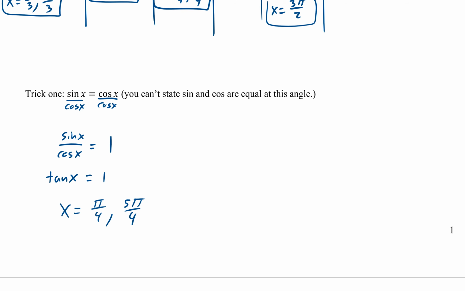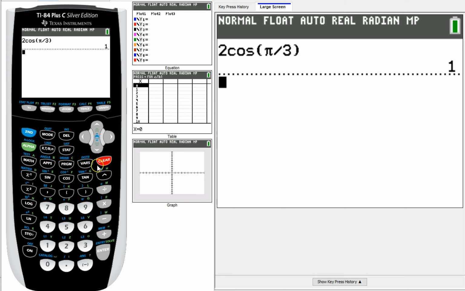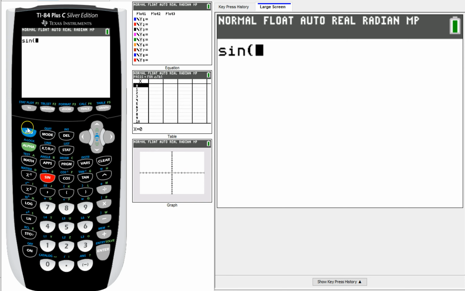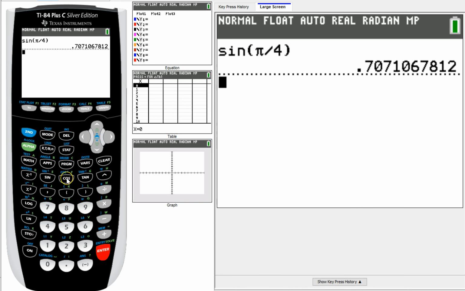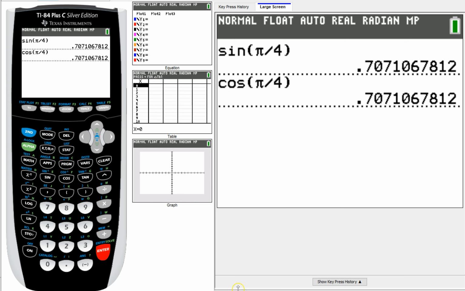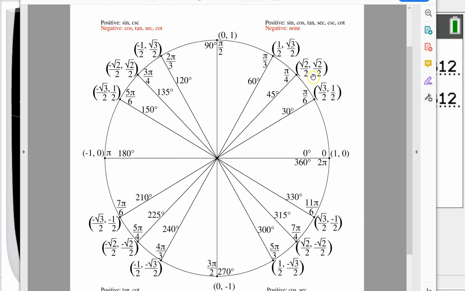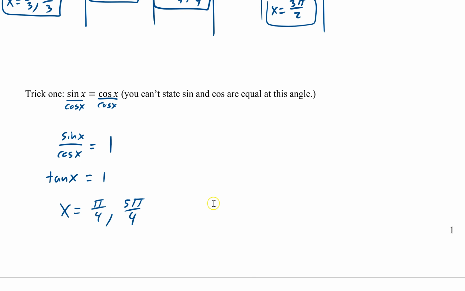And we can check that again with the calculator. Sine of pi over 4 is the square root of 2 over 2, and we know that cosine of pi over 4 is the square root of 2 over 2. So that's the other way: you can just use a little bit of logic. When are sine and cosine the same? Right there and there. And then you just say pi over 4 and 5 pi over 4. These are equations, so you've got to remember that we are just looking for when they are equal.